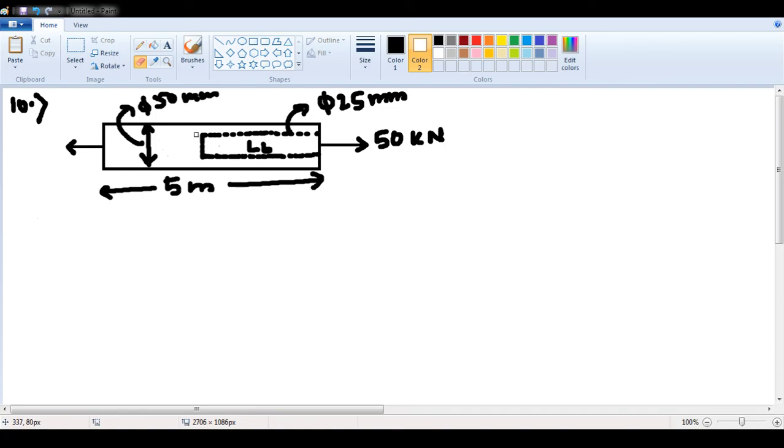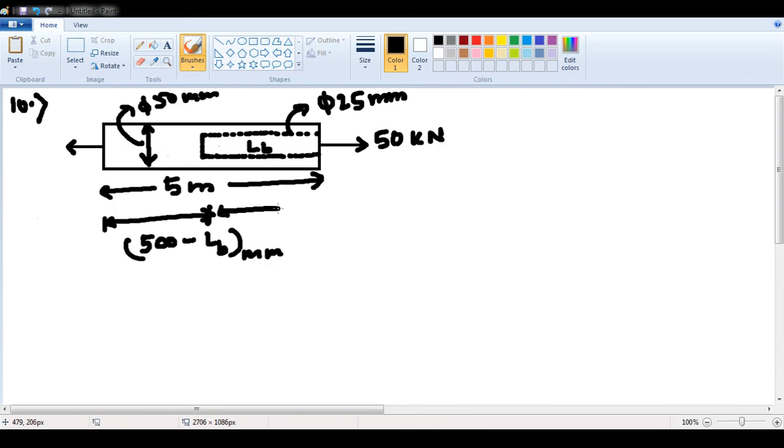Let me first clear this. This is LB. So we can take this as 5 meter, that is 500 mm minus LB. Correct, no? Because this is LB mm. Then obviously the other things are there as they are.